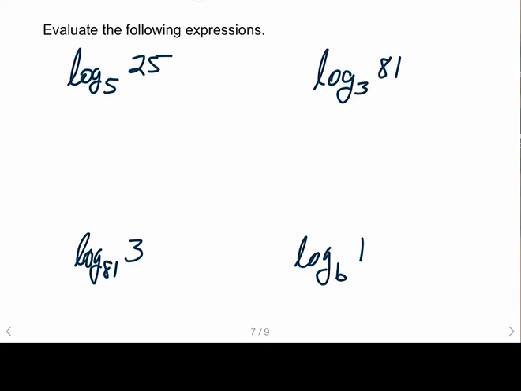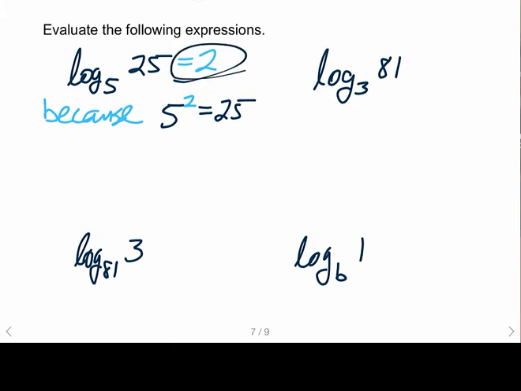Log base 5 of 25. Remember what this is asking. It's asking for the exponent. What is the exponent on the base 5 that gives me 25? Answer is 2. Again, the reason is that 5 squared is what's equal to 25. Log base 3 of 81.